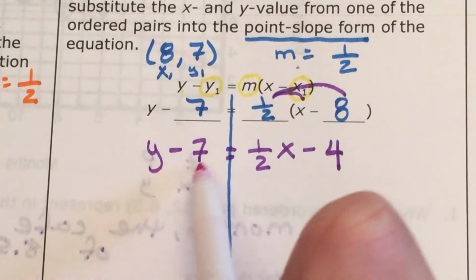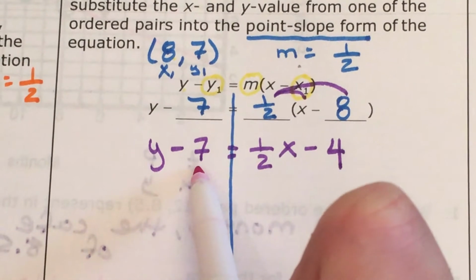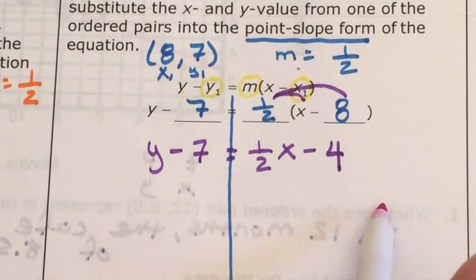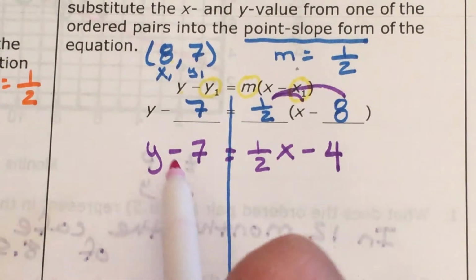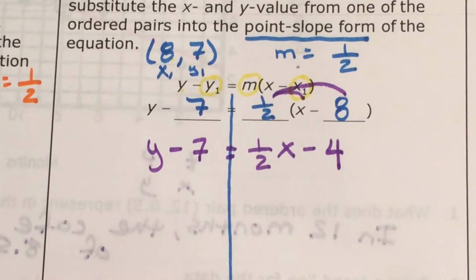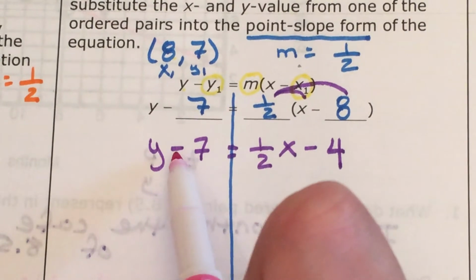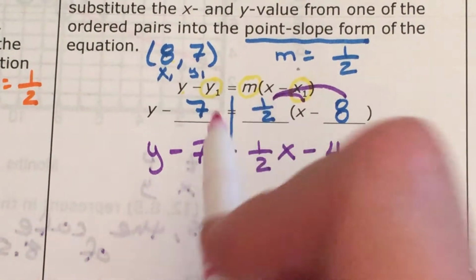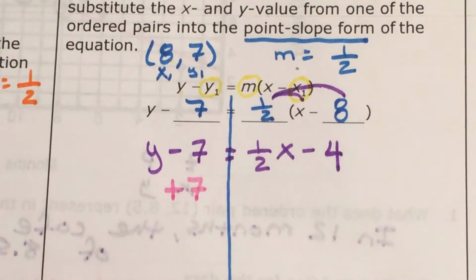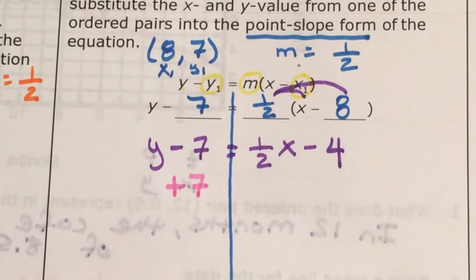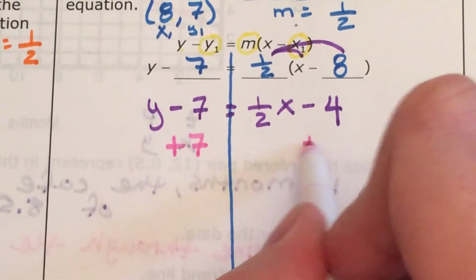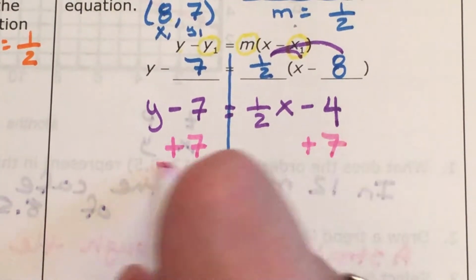I just need to get rid of this minus 7. So remember, when you're moving things across the river, across the equal sign, you need to do the opposite of what's currently happening. Right now, this is minus 7. So the opposite of a minus is, yeah, a plus. And what you do on one side of the river, you do to the other. So let's add 7 underneath the 4.